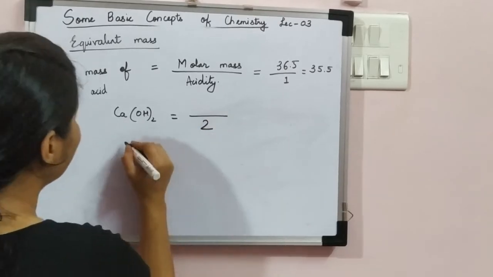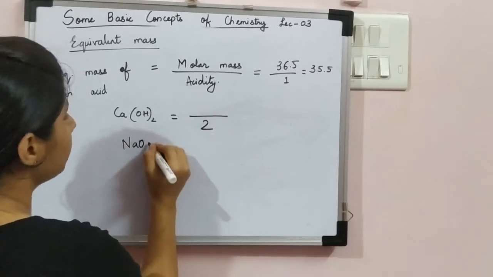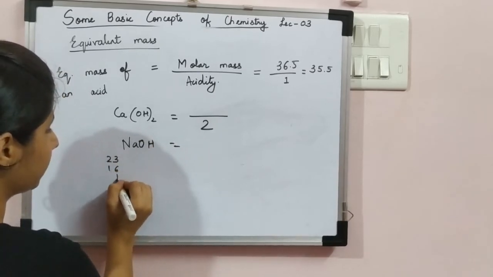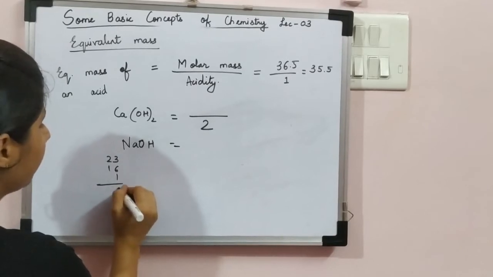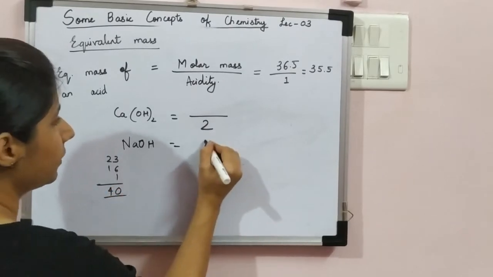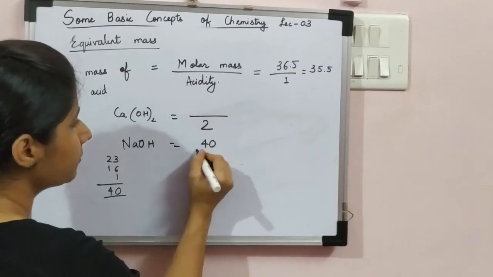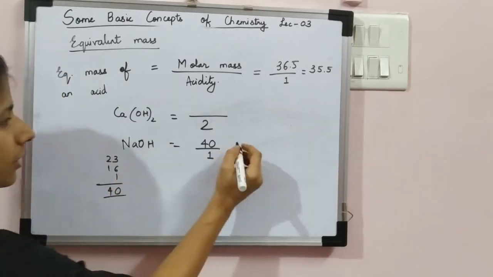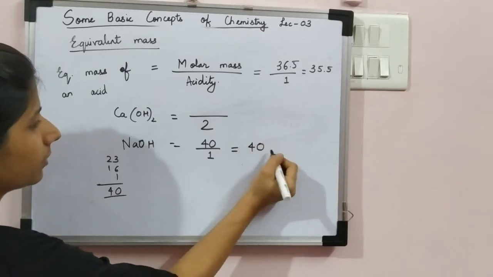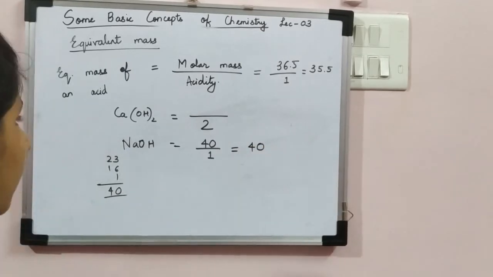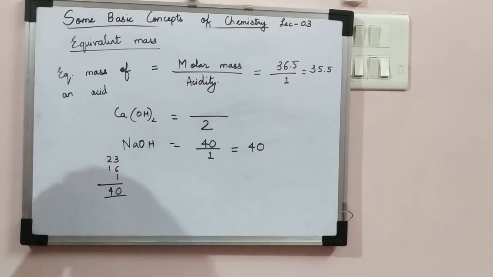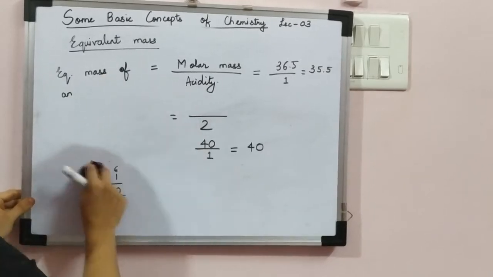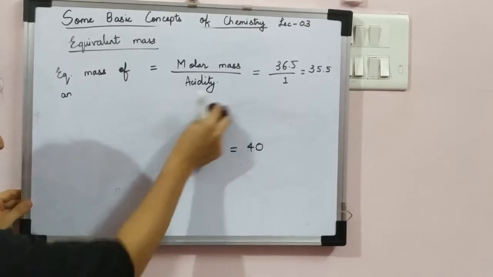Okay. Now if I take sodium hydroxide, what is the molar mass? It is 23 plus 16 plus 1. Okay. So this is 40. So if I take the molar mass, 40 grams per mole, and divide it by 1, because the number of replaceable OH is 1, the equivalent weight of the base is 40 grams per mole. Right? So this was the next thing I was teaching, about a base.